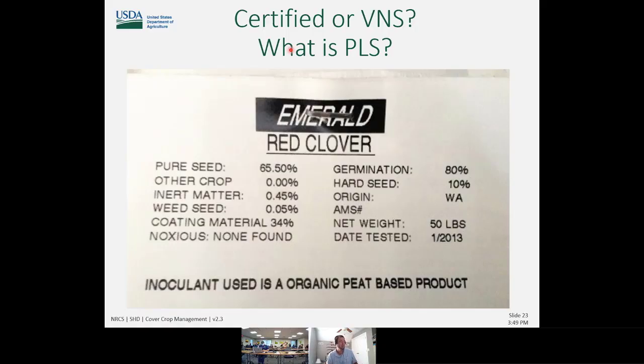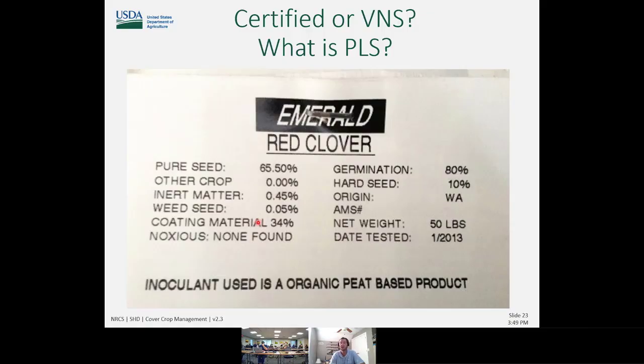And maybe an experienced planter can look at this and see some concerns with this seed tag already. Things like pure seed being only 65.5%. Well, where's the other 30 some odd percent? Usually I would like to see pure seed at 90 some odd to 98%. But we can find information from the seed tag that tells us exactly what the other 34% is. That other 34% is coating material.